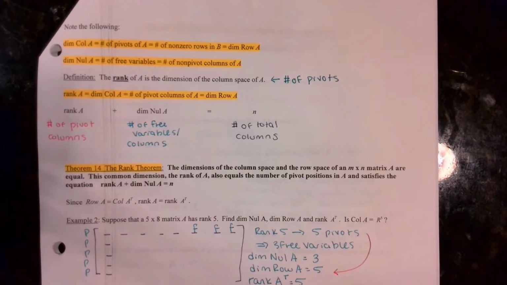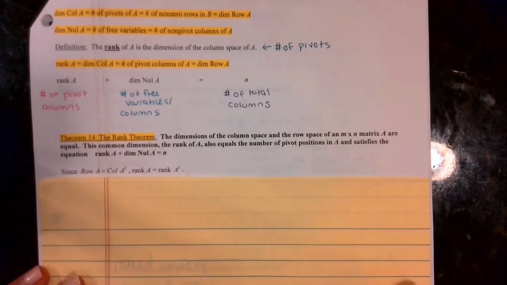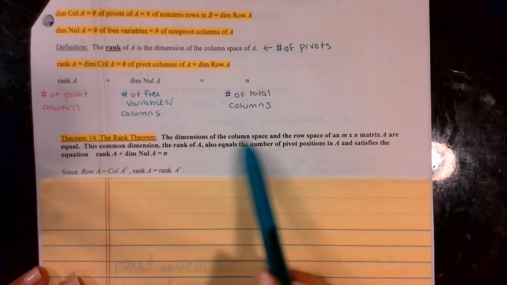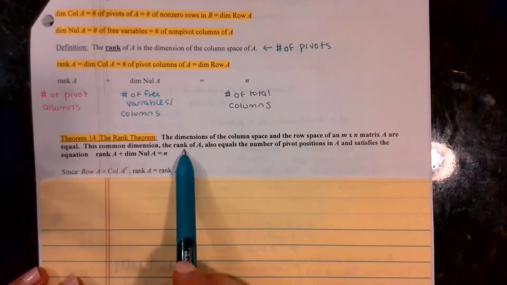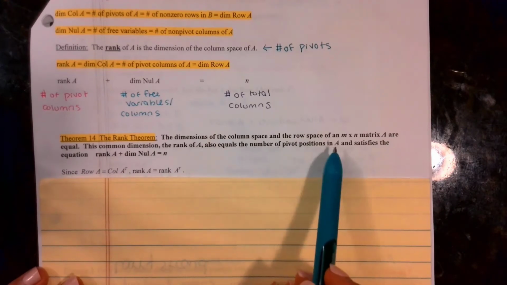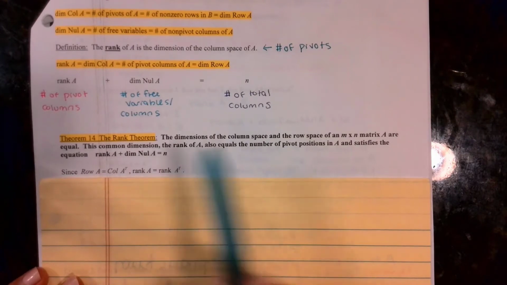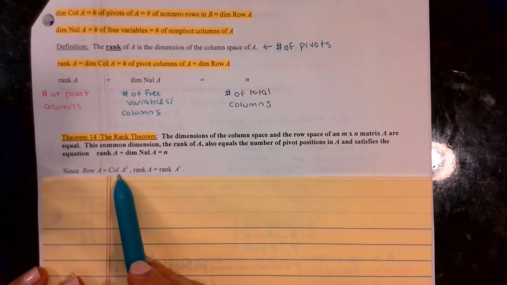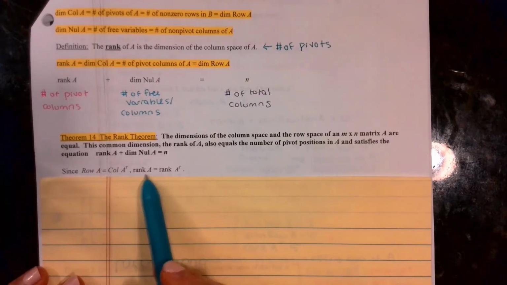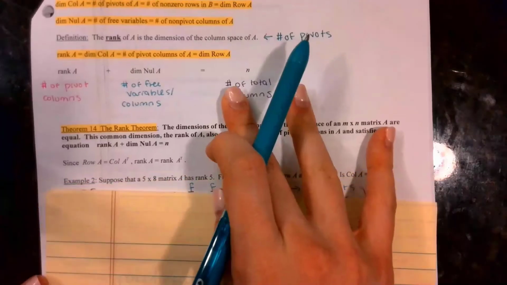So a couple of questions to test our knowledge. Again, the dimensions of the column space and the row space are equal. This common dimension, which is called the rank, also equals the number of pivot positions and satisfies the equation rank A plus dimension of null space equals the number of columns. Also, since the row space of A equals the column space of A transpose, the rank of A equals the rank of A transpose. Now we're just going to test some questions.